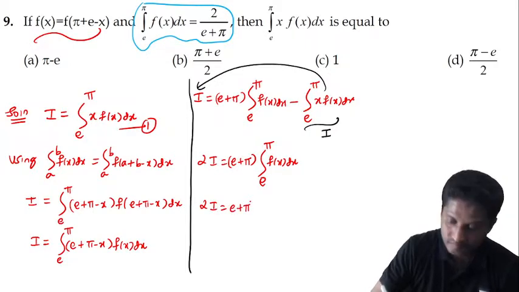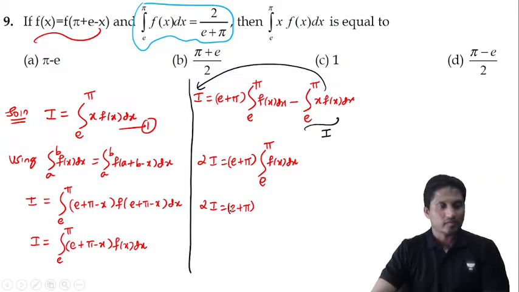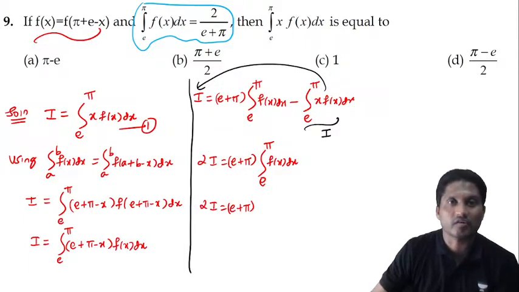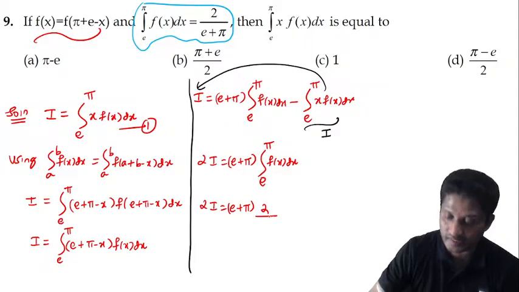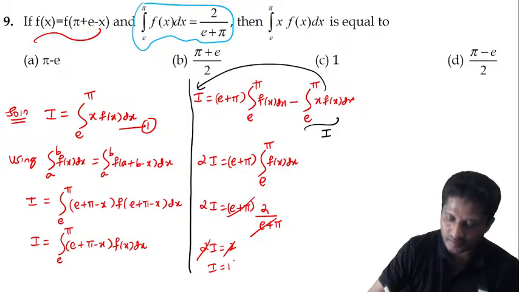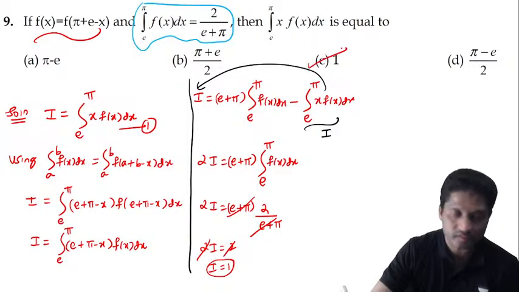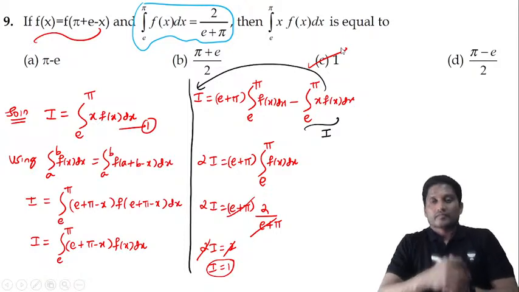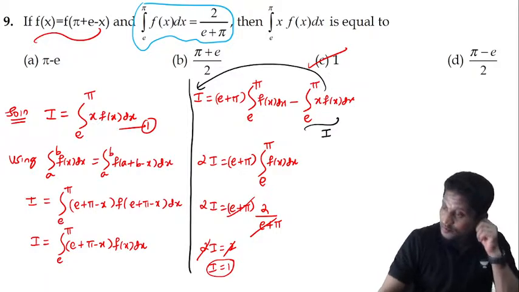This is e plus pi, and the integral from e to pi of f of x dx is, according to the question, 2 divided by e plus pi. This will cancel. I get 2I is equal to 2. 2 and 2 cancel, you get I is equal to 1. Answer will be option C. Let's move to the next question.